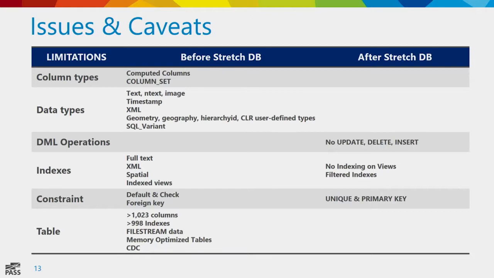Okay, so if you have that table, then you can't enable that. Again, once you have enabled the stretch, you can't have a unique and primary key constraint on the local database, and also you can't create any indexing on views with filtered indexes. With the DML operations, you can't update, insert, and delete any data once you have moved to the remote data.